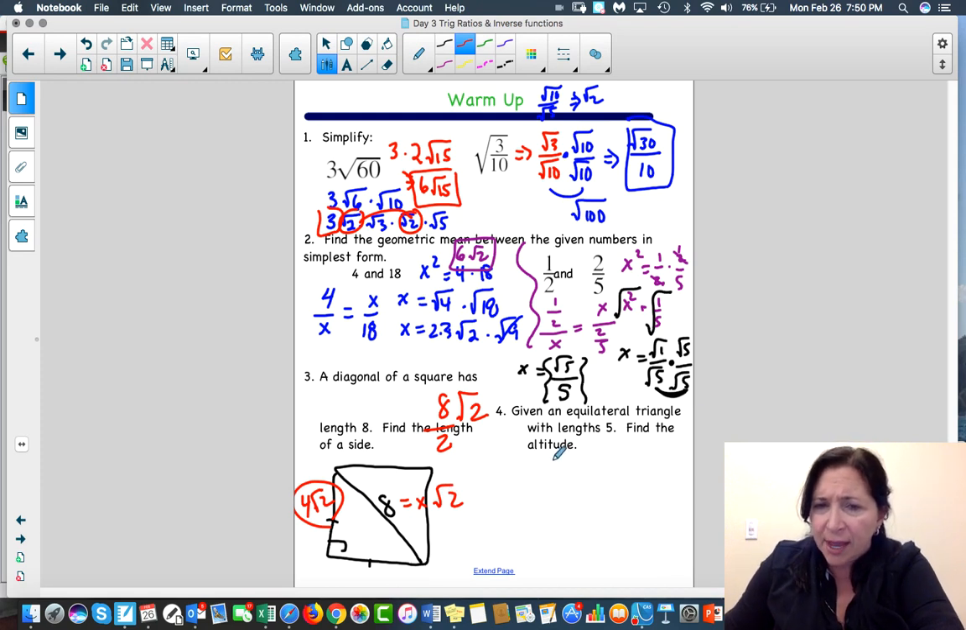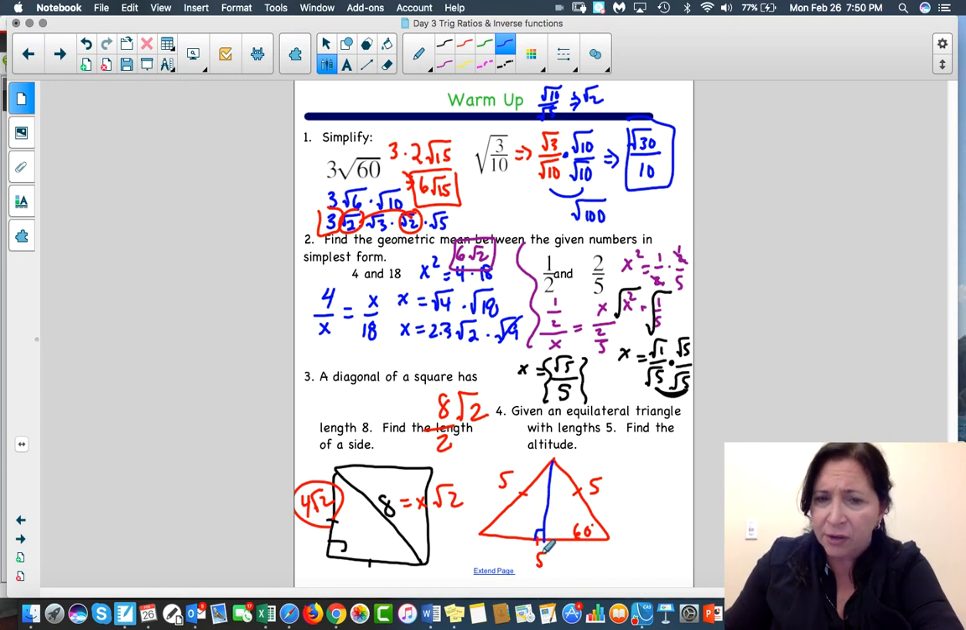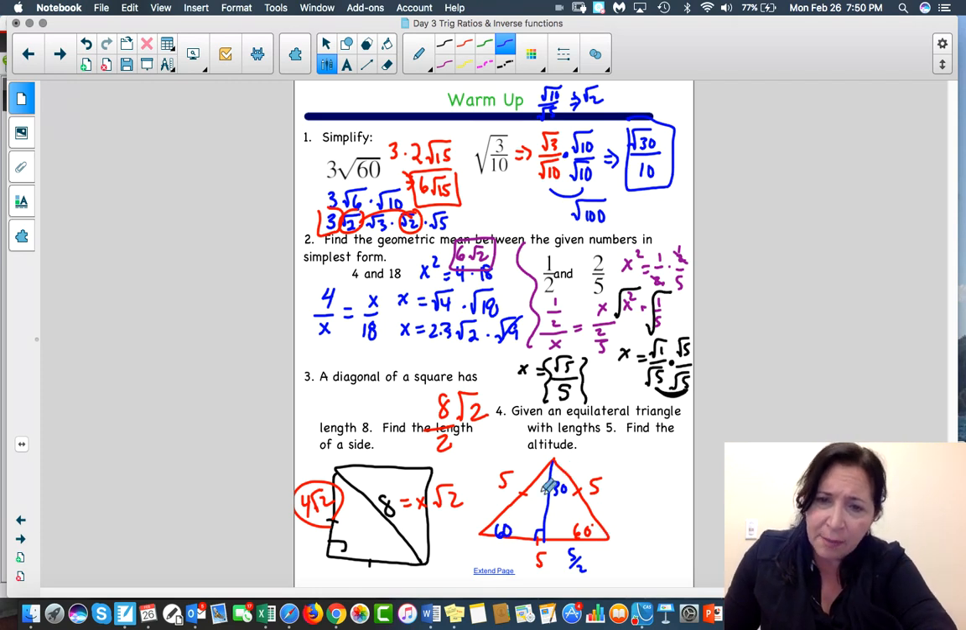For this one right here, this is an equilateral triangle, which means that all of my sides are congruent. And if they're all 5, that's 5, 5, that's 5. If it's equilateral, all my angles are congruent, which means they're 60 degrees. And then when I bring down my altitude, like this right here, that's going to give me this side being 2.5 or 5 halves. And that's across from the 30 because this 60 up top, remember it's an equilateral triangle, so all the angles are 60. So that makes that 30.